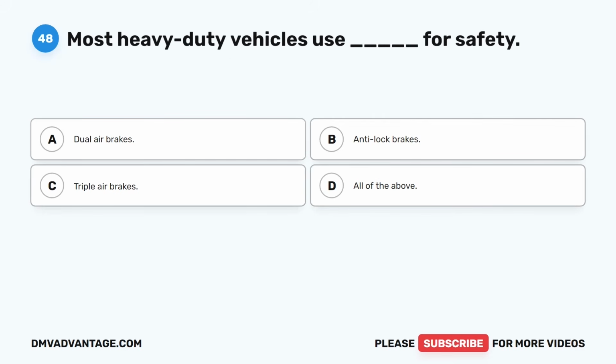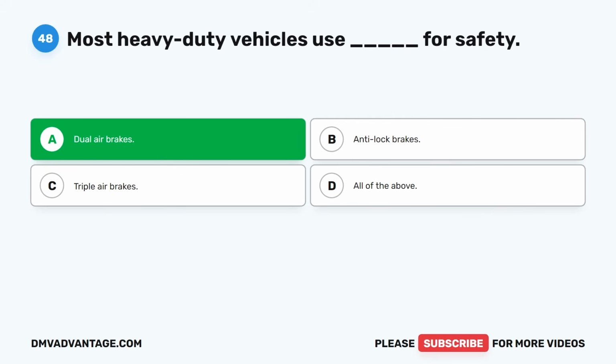Question 48. Most heavy-duty vehicles use blank for safety. A. Dual air brakes. B. Anti-lock brakes. C. Triple air brakes. D. All of the above. The correct answer is A.